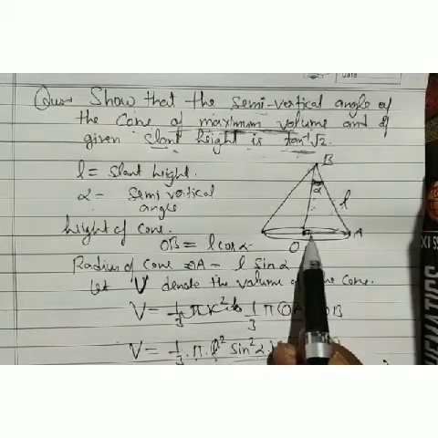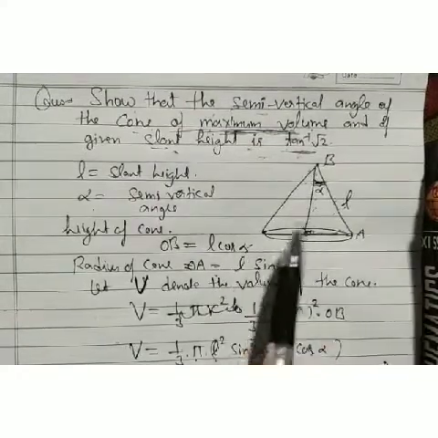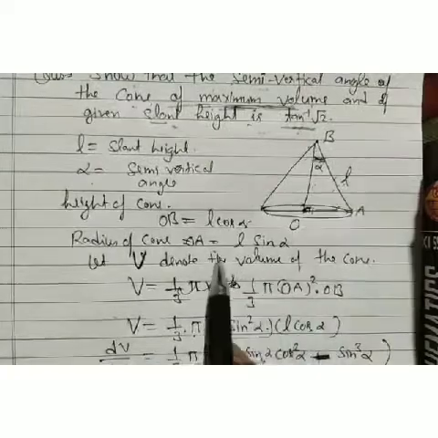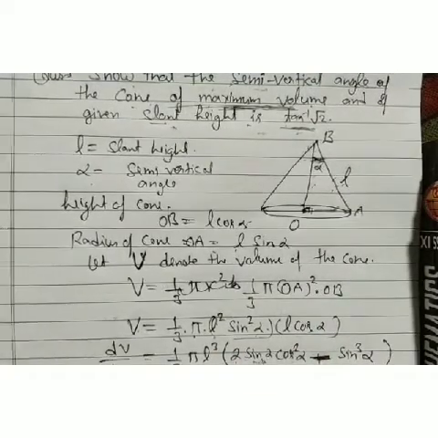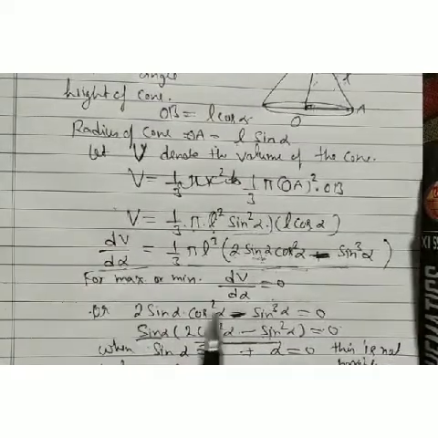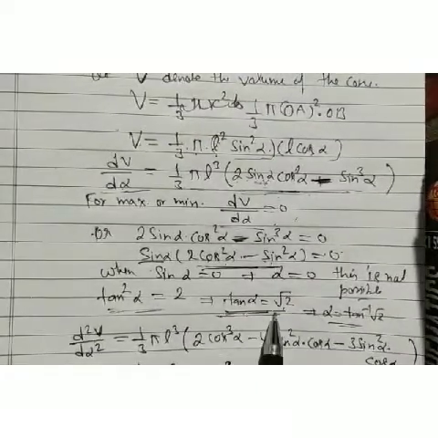And it's a right angle triangle. We get OB, the height of the cone, is l cos α. Then similarly we get the radius of the cone, it's l sin α. Putting these in the formula V equal to 1 by 3 π r square h, and then after that what do we do? We are going to get our first derivative. Then equating our first derivative to 0, we find our critical point tan α equal to root 2.